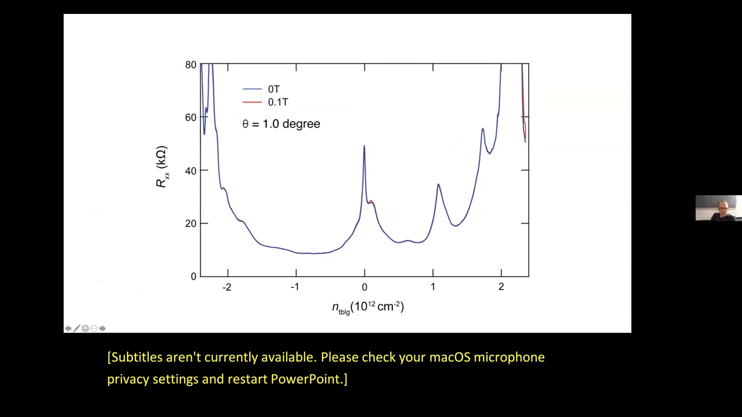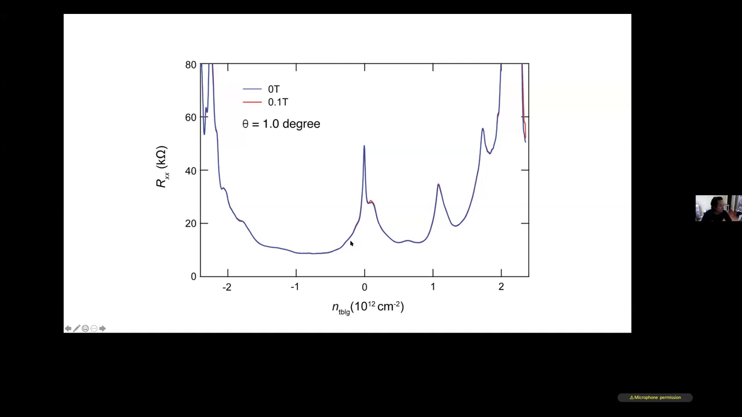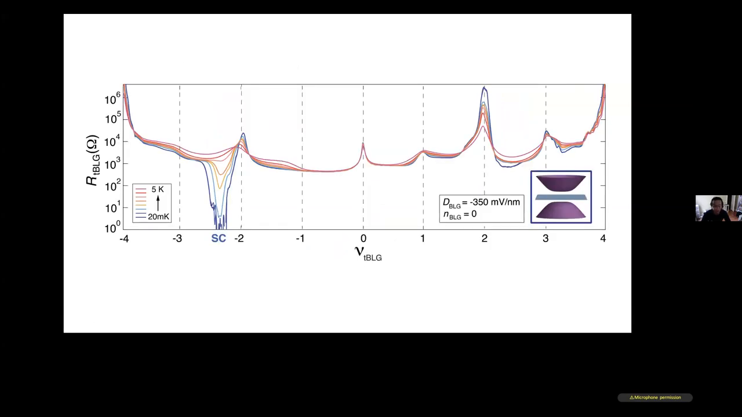Do you turn on a superconductor? What happens? That we don't know. It's 1 degree, so maybe superconductor is just not stable there. No, I mean, what happens in this device when you have a screen or no screen? The correlated insulator becomes weaker, but nothing happens with regard to superconductivity. Mm-hmm. Yeah, maybe that's a little. Yeah.